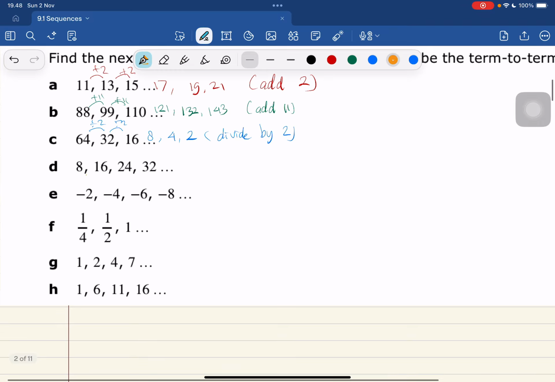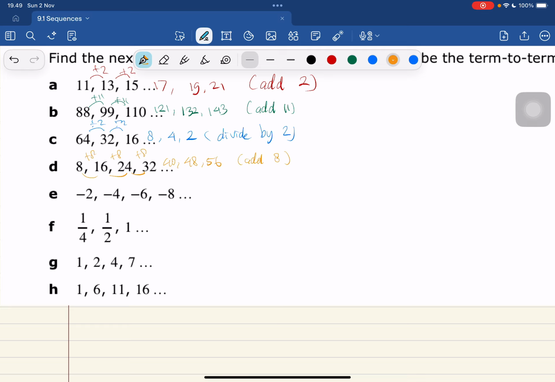Next, we got 8 and then 16, 24, and 32. Okay, so this is plus 8, plus 8, plus 8. So 32 plus 8 is 40, plus 8 is 48, plus 8 is 56. So this is add 8.